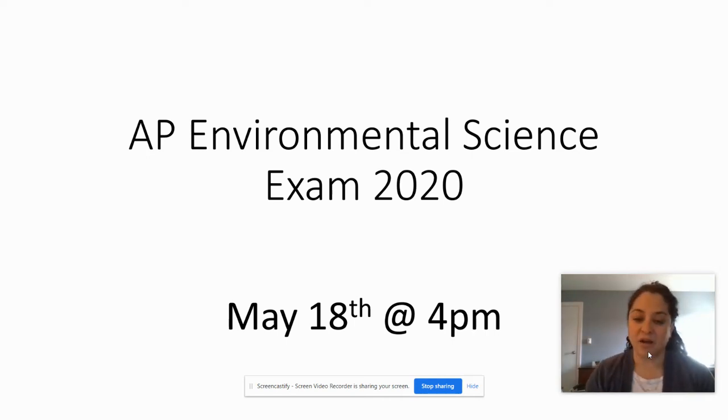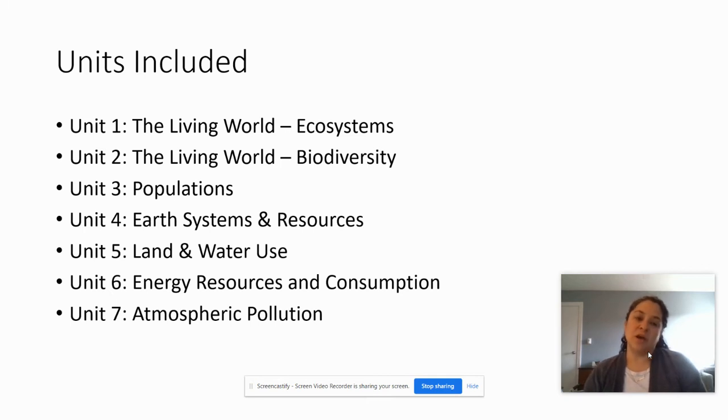Okay. All right, so units that are going to be on the exam are units 1 through 7. We did units 1 through 6 in person in class. We got a touch on atmospheric pollution, but we had to do that one online. But I feel like you guys are fairly prepared content-wise for this exam.